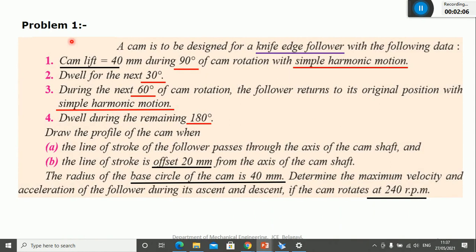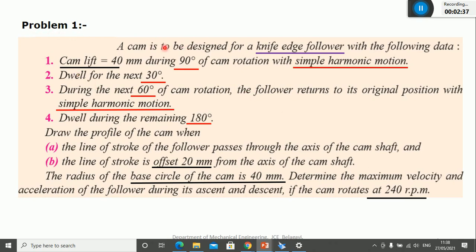Okay, so this is the first problem. I'll start with the numerical, and you can take the given things. After the class, I'll share this PDF on Google Classroom. After that, you can practice with a drawing instrument and an actual scale. For now, you can take a rough sketch of the displacement diagram and the cam profile. So before that, I'll start with problem number 1.